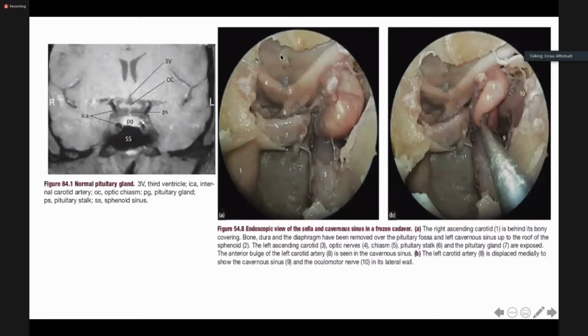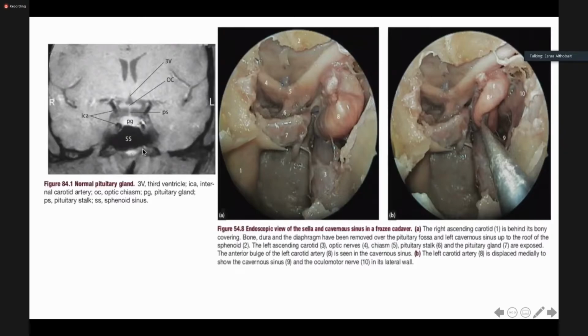And here also, in the second picture, is the endoscopic view on the cadaver, showing here. This is the pituitary gland. This is the stalk of the gland. This is the optic chiasm, and this is the optic nerve, optic tract, and this is the internal carotid, and this is the left internal carotid. After we retract the left internal carotid, as you see in this picture, there is an area exposed here called cavernous sinus.